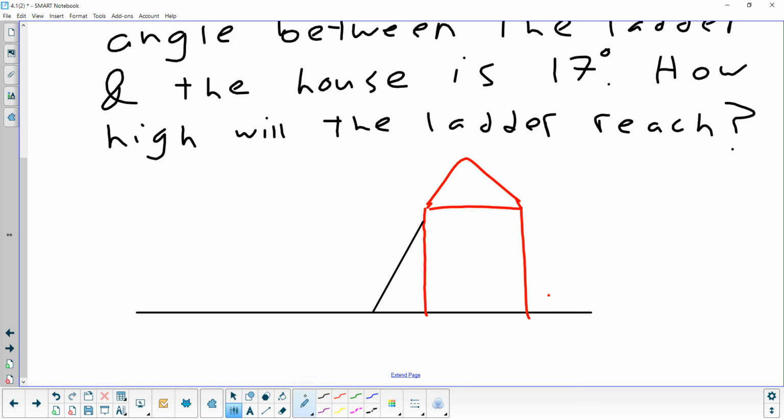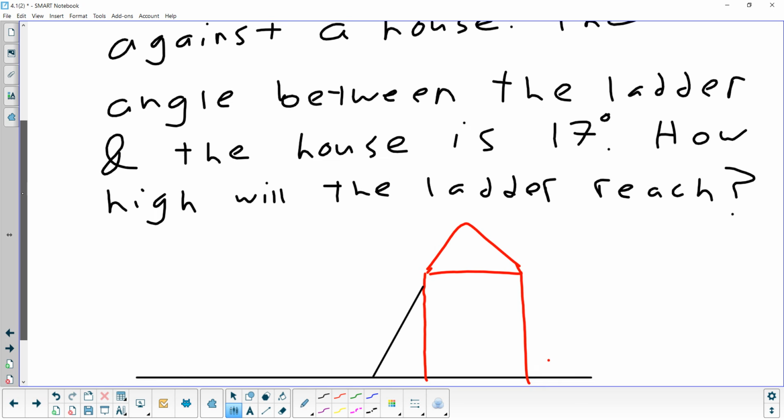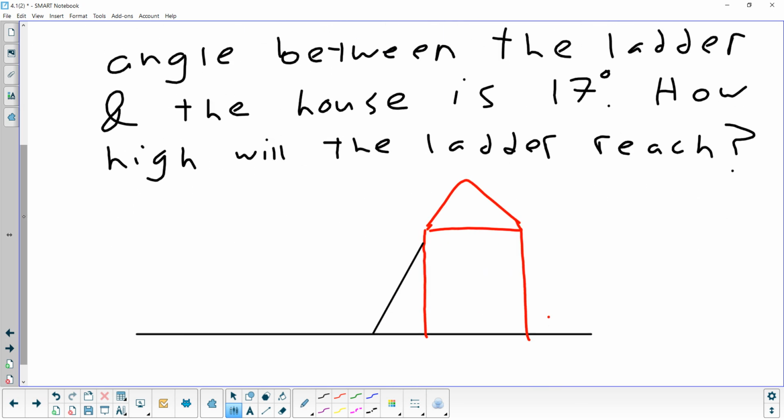Can somebody tell me something else that I can label in that picture? I'm pretty sure that the ladder and the house will have a 90-degree angle. The only point where the ladder and the house touch is right there, but the house and the ground make a 90. Yes, the house and the ground, we'll assume that makes a 90. Anything else I can label?